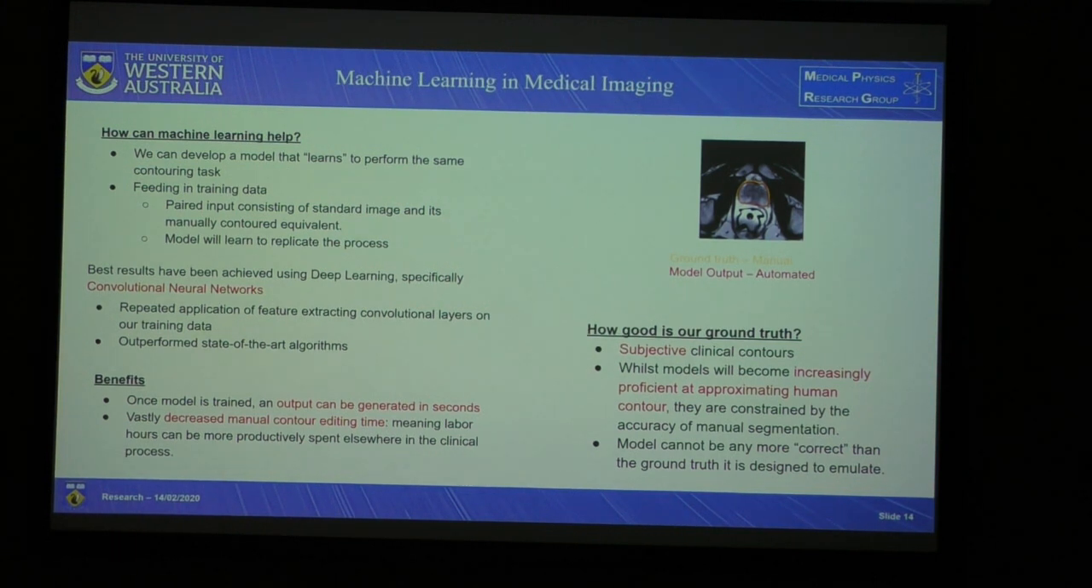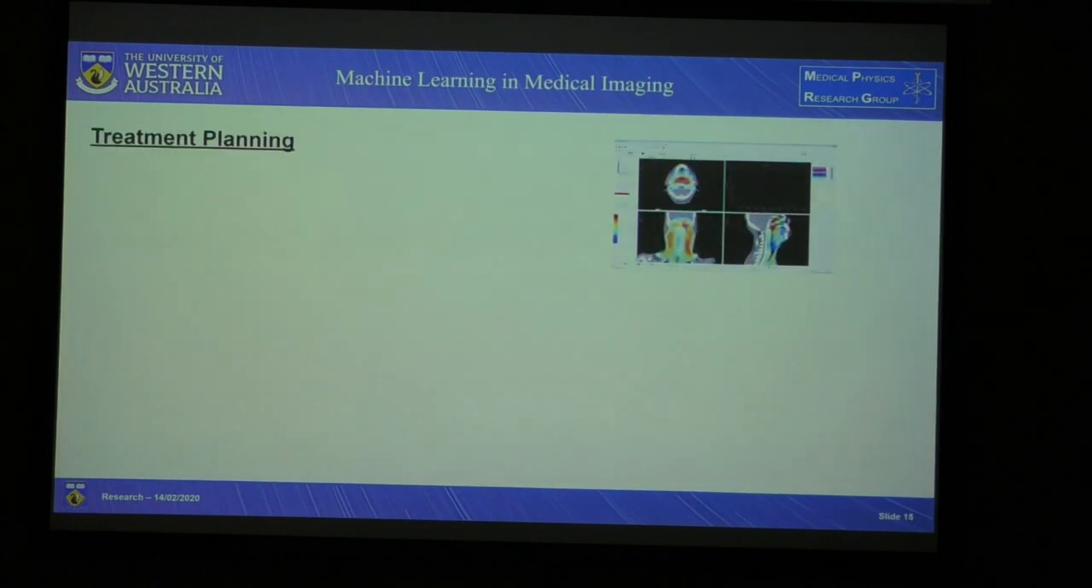Well, we are comparing it to subjective clinical contours. So whilst our models will become increasingly proficient at approximating what the humans have contoured themselves, they are constrained by the accuracy of that manual segmentation. So there is essentially a ceiling on the accuracy that they can achieve depending on the quality of our input data. So our model basically can't be any more correct than the ground truth that it's designed to emulate.